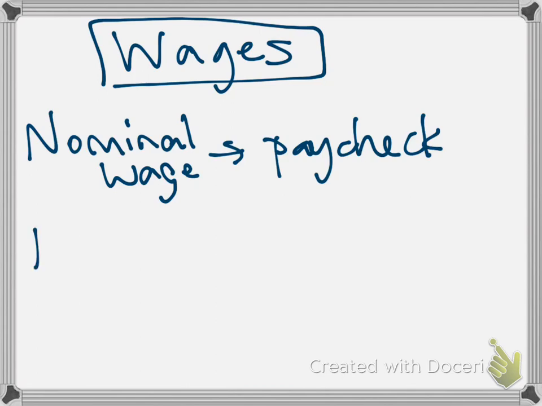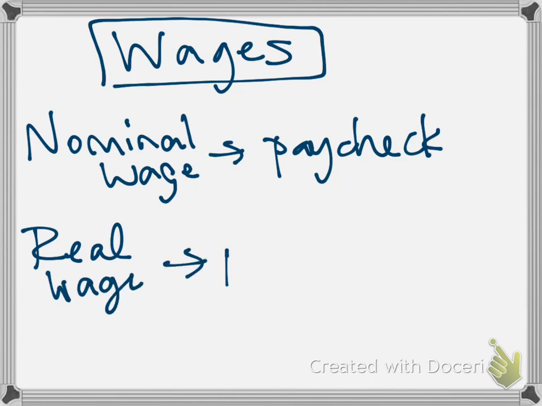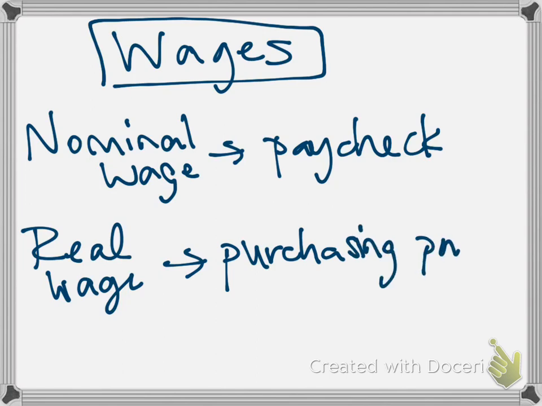Your real wage, on the other hand, is the purchasing power of the dollars of your income. So how much stuff can my income buy me? Even if my nominal wage stays the same, if we have inflation, and most years we average around 2%, then I feel poorer. My paycheck hasn't changed, but I would feel poor because I'm not able to buy as much stuff because the average price of things has gone up.